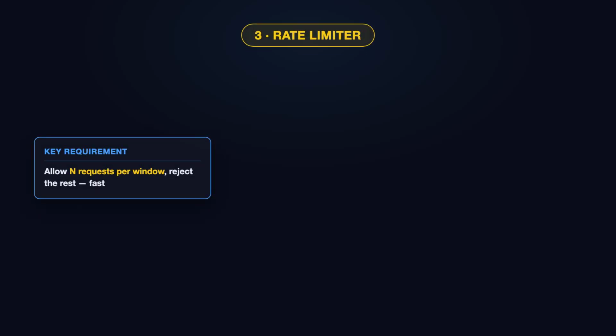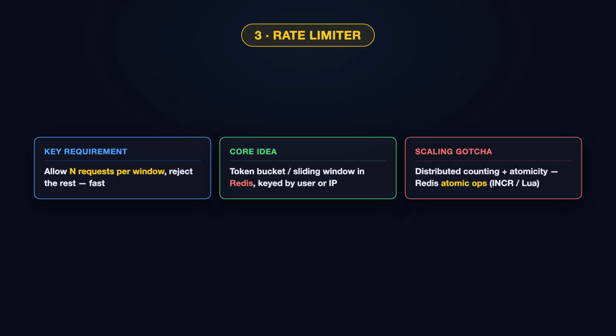Question 3. Design a rate limiter: allow at most n requests per user per time window, and reject the rest. The key requirement: enforce a limit, say 100 requests per minute, accurately, and do it fast enough to sit in front of every single API call. The core idea: use a token bucket or a sliding window counter, held in an in-memory store like Redis, keyed by user ID or IP address.